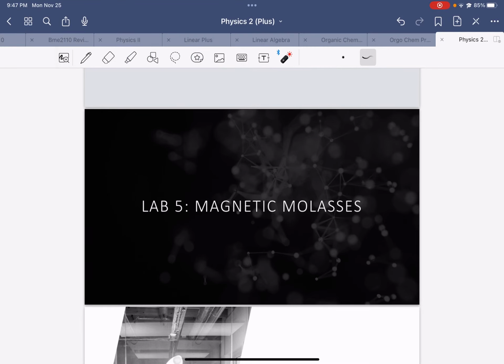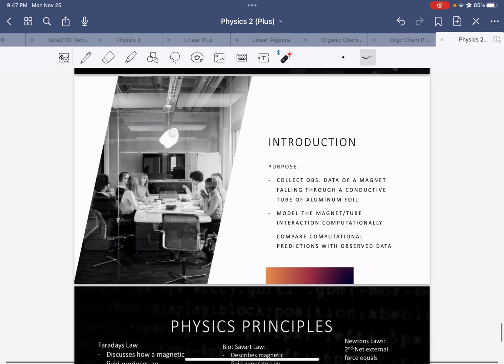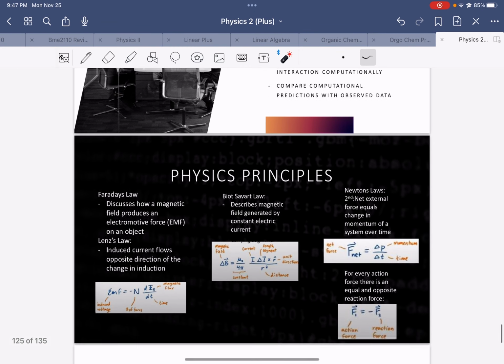So, the purpose of this experiment was to collect observational data of a magnet falling through a conductive tube of aluminum foil, model the magnet-tube interaction computationally, and compare the computational predictions with the observed data.